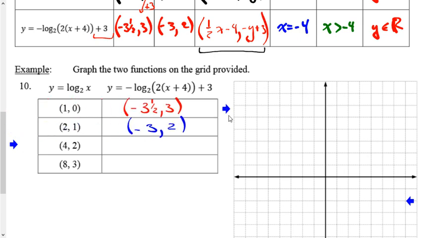Here, if I take this 4, multiply it by half, I get 2. Subtract 4 will give me a negative 2. And take the negative of 2, so I have a negative 2 plus 3 will give me a 1. So my ordered pair, negative 2 comma 1, and I can do the same thing with the 8 comma 3. So what will our graph look like?